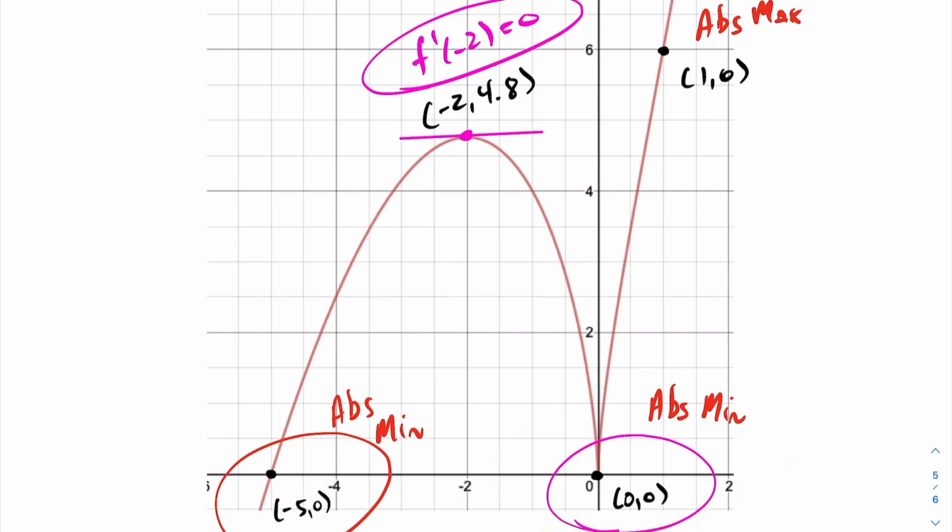All right, that concludes today's lesson. And remember, when you're looking to find the absolute maximum and absolute minimum value of a function, examine the critical values in addition to the endpoints.